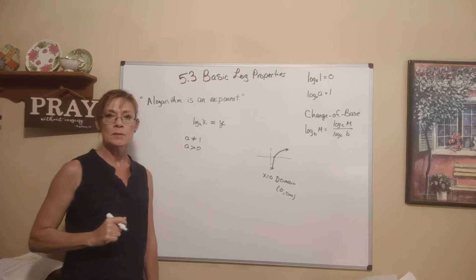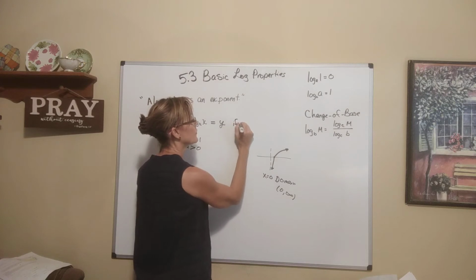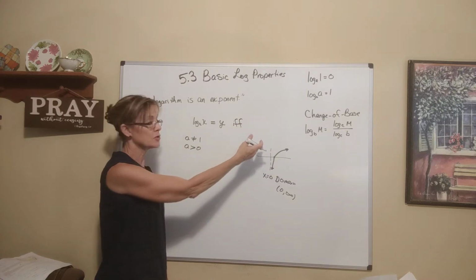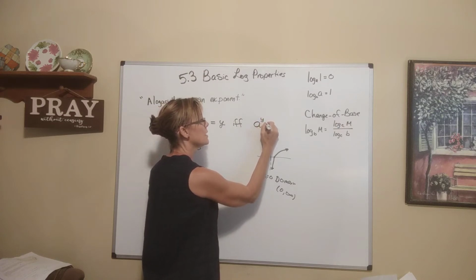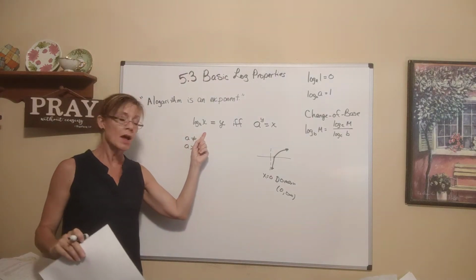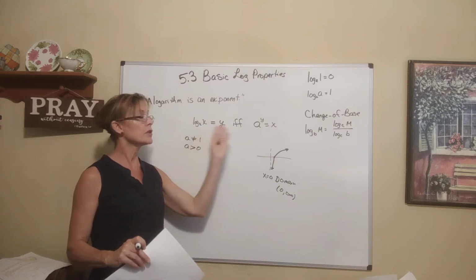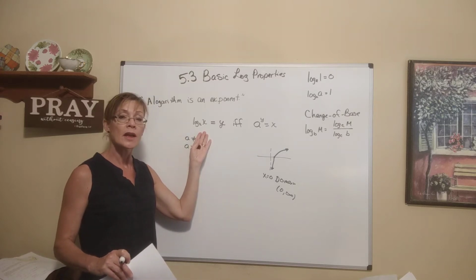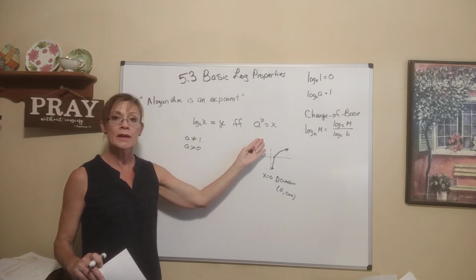I'm going to write it this way because there's another statement we make a lot of times. Log base a of x is equal to y if and only if this other statement is true, and this is the exponential form: a raised to the y equals x. This is the logarithmic form of the equation, and this is the exponential form, and we can convert back and forth. They are equivalent statements, both true. Log base a of x equals y if and only if the base a raised to the power y is equal to x.